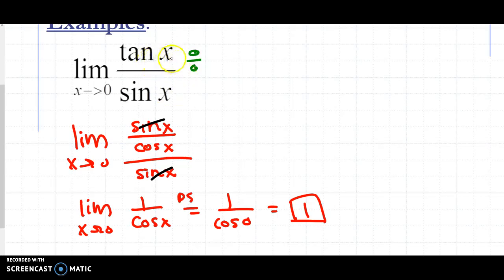So I expanded tangent of x to be sine of x over cosine of x. Then notice that my sine of x's cancel, so I'm left with 1 over cosine of x. Notice that I'm using good limit notation here. I show that I use direct substitution in this step, and I have 1 over cosine of 0, which is just 1.